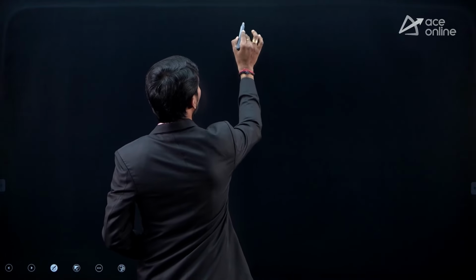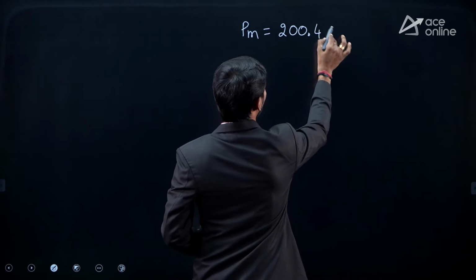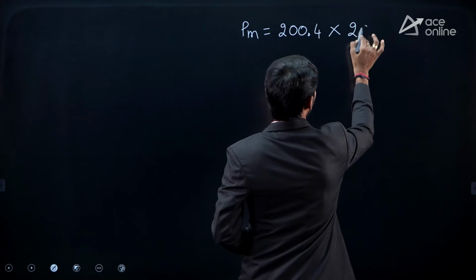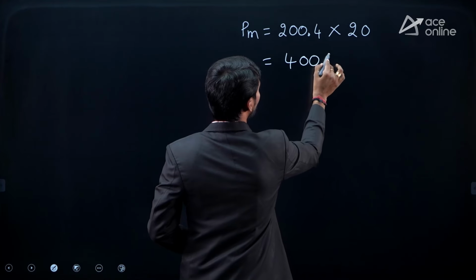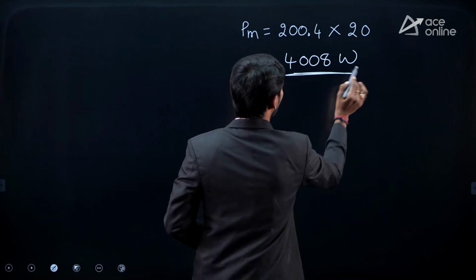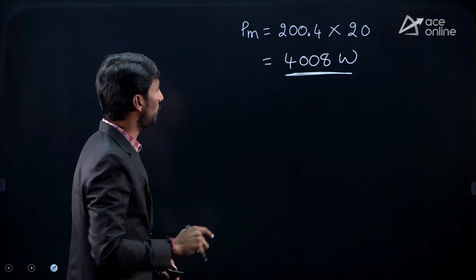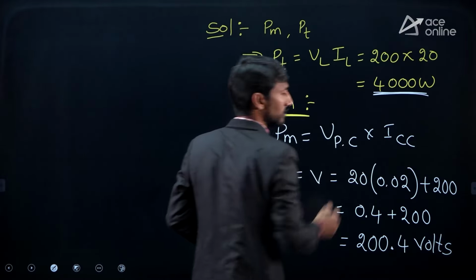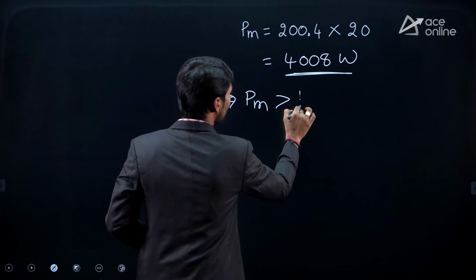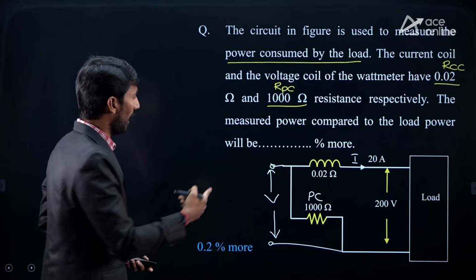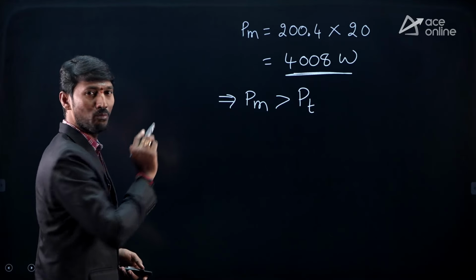So therefore, power measured is equal to 200.4 into current 20. If you simplify this, we are going to get 4008 watts. Now, sir, if you take 4008 watts as the measured value and the true value is 4000, so simply we can write that first thing, PM is greater than PT. Of course more, and he has given that dash percent more. So he has given the idea that more value is there. Yes, we got it, more only, no problem.